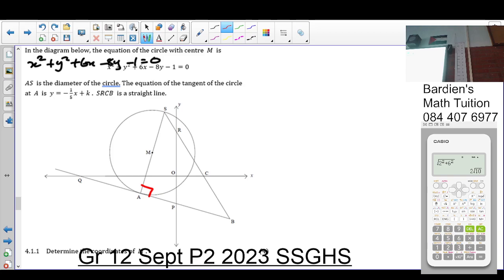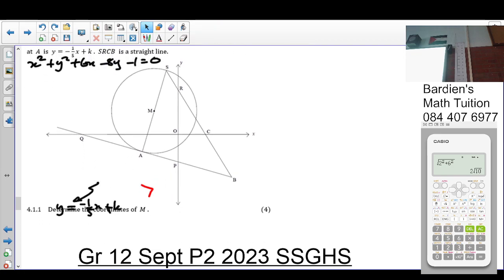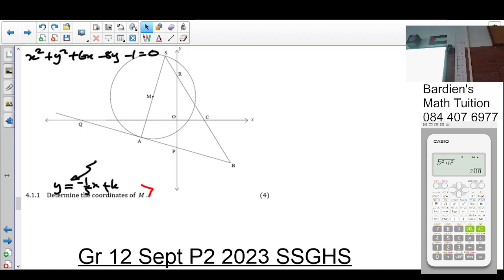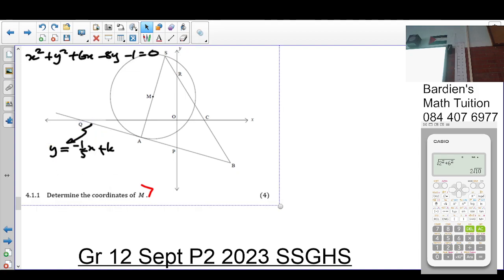And the equation of this line is y is equal to negative 1 over 5x plus k. RCB is a straight line. Okay. That is the equation of the circle, and that's the equation of that line. Okay. The first question says determine the coordinates of M.